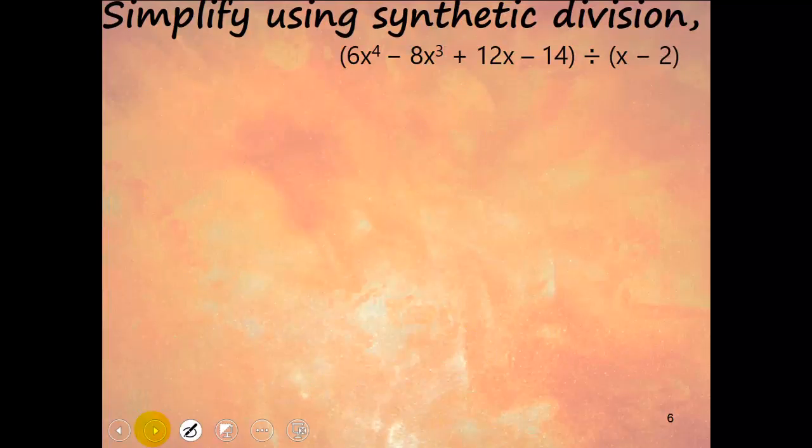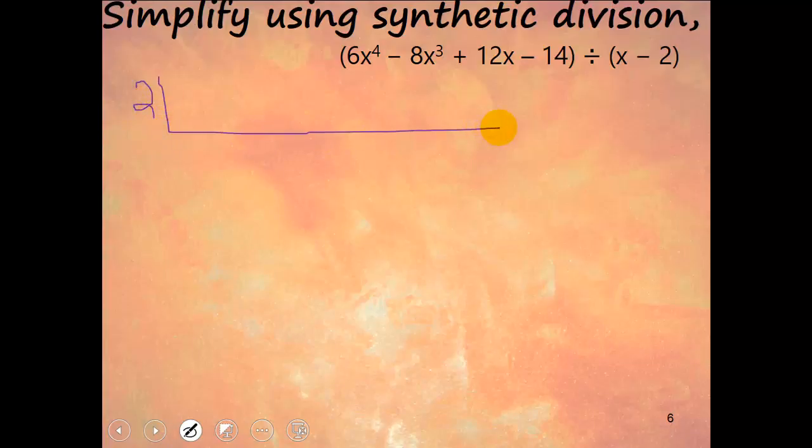All right. So why don't you try this one on your own, okay? And then come back and see if you got it right. Okay. So I'm going to set this up. I'm going to divide by 2. That's the opposite of my divisor. I have a 6 and a negative 8, but I'm missing x squared right here. So that means I have to put in a 0. That's a common mistake that students leave out. And then I have a 12 and a negative 14.